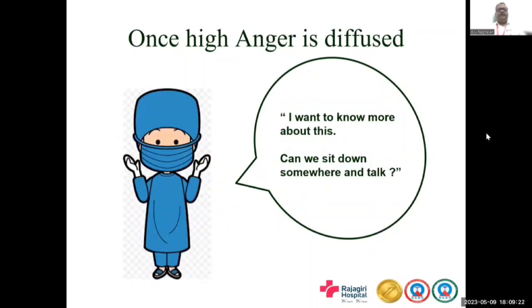At this point of time, you can now open your mouth for the first time and then say, can we sit down somewhere and talk? I want to know more about this. Basically, you are saying, ye dil mange more. You didn't have enough of all this. You want to know more about this. So when you at this point of time, you say, can we sit somewhere? I want to know more about this. Then basically you are doing two things. One, you are removing this angry person from the public space.